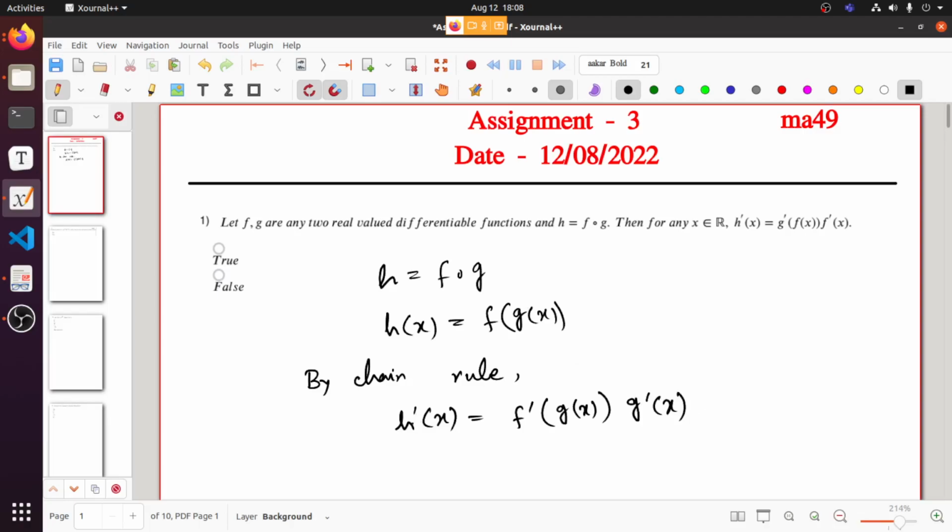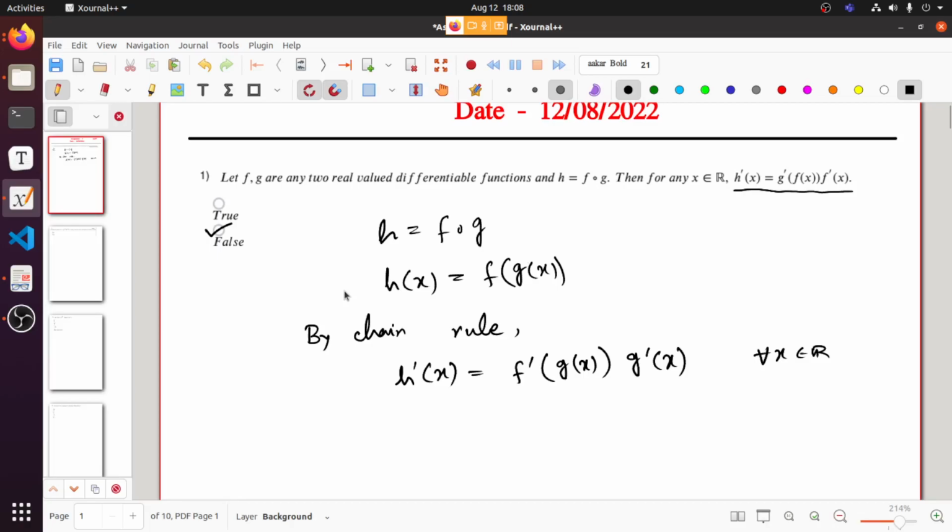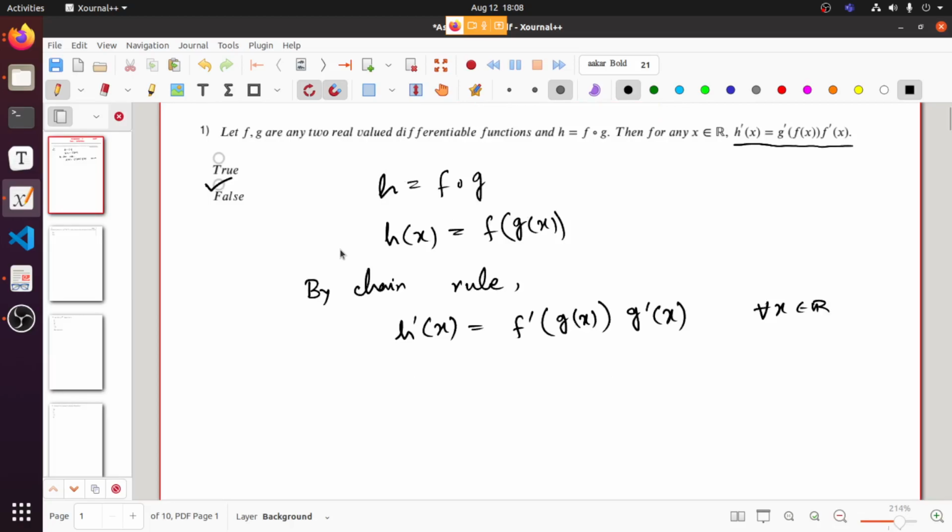So by the chain rule, h dash x will be f dash of g x into g dash of x, and this is true for all x belongs to R. But what is given is that h dash of x is g dash of f x into f dash x. So it is wrong, right? So the answer will be false. Is this fine? This is by the chain rule, the first one, right? Okay, then move to the next question.